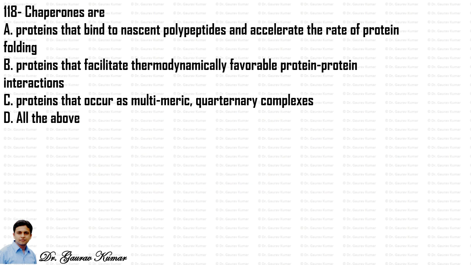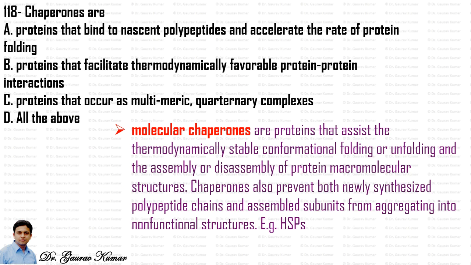Next question, chaperones are. So chaperones are actually molecular proteins that assist the thermodynamically stable conformational folding or unfolding and the assembly or disassembly of protein macromolecular structures. The chaperones also prevent both newly synthesized polypeptide chains and assembled subunits from aggregating into non-functional structures. The examples are heat shock proteins or HSPs. So the answer B, that is chaperones are proteins that facilitate thermodynamically favorable protein-protein interaction, is correct.